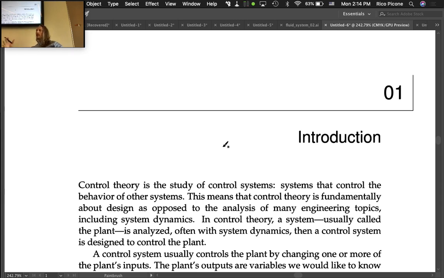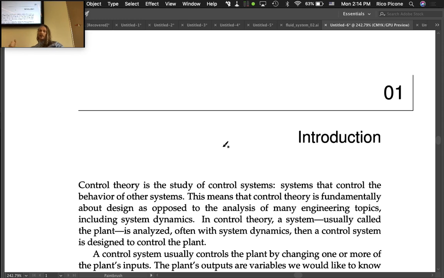And there is quite a bit of analysis as part of it, but a lot of that's system dynamics analysis. And there are some new analytic techniques that get introduced in control theory, but they're all oriented towards how do we make the system perform the way that we want, which is inherently a design question.